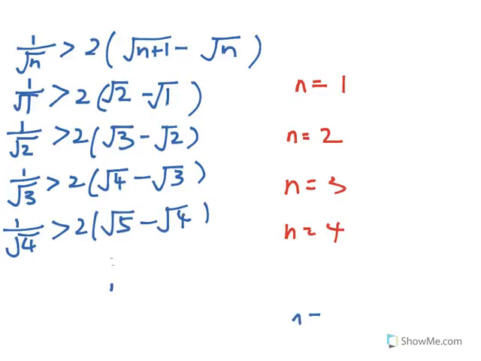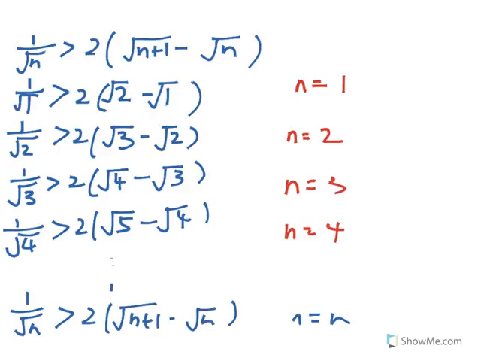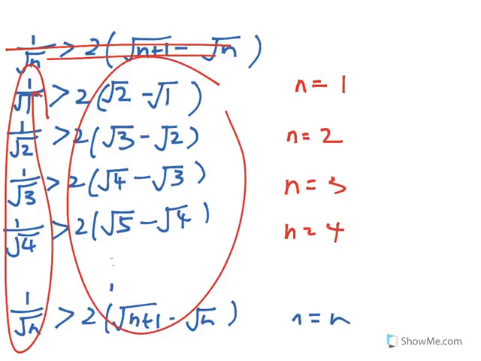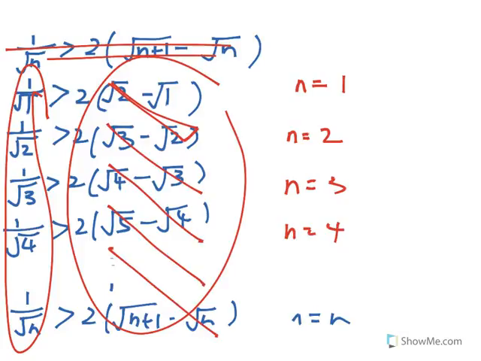You can see when n equals to n, for example, this is 1 over square root n greater than 2 times square root n plus 1 minus square root n. This is like the total. So again, I sum up all the left side, I sum up all the right side. On the right side, easy to sum. Can you see cancel? Cancel, cancel, cancel, cancel. I'm left with square root n plus 1.